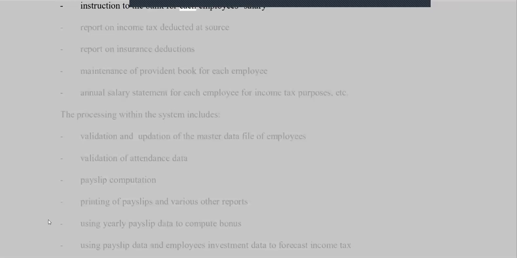Instruction to the bank for each employee's salary, report on income tax deducted at source, report on insurance deductions, maintenance of provident book for each employee, annual salary statement for each employee for income tax purposes, etc. The processing within the system includes validation and updation of the master data file of employees, validation of attendance data, payslip computation, printing of payslips, and various other reports, using yearly payslip data to compute bonus, using payslip data and employees' investment data to forecast income tax owed.